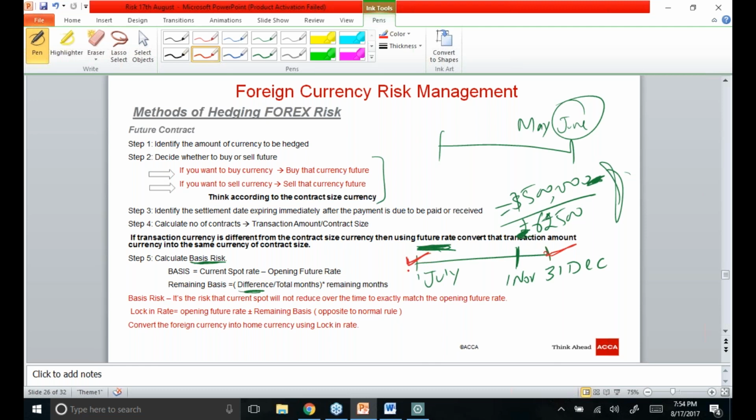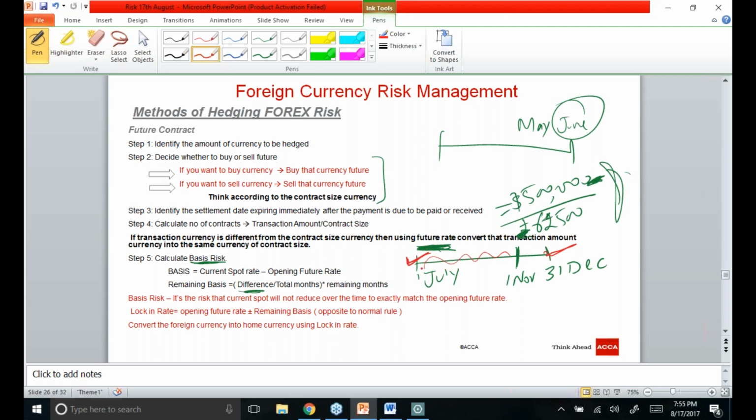So the difference between spot and the opening future rate is called basis, and it is assumed that over time this basis will reduce to zero. So let's suppose our transaction is on 1st November. That means over the period of 4 months, this difference has been reduced. Now the only difference which is left is of 2 months.